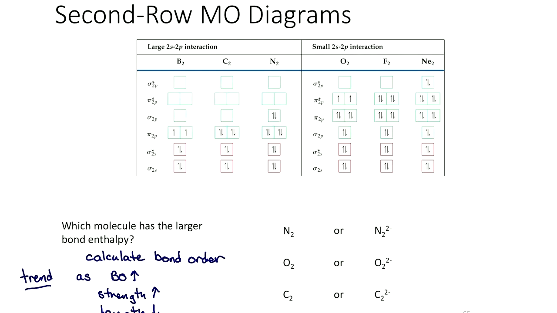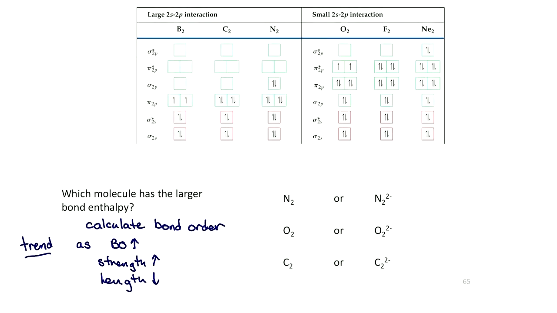All right, so here I'm asking which molecule of the pairs, so nitrogen and the anion, oxygen and the anion, has the larger bond enthalpy. So essentially, I'm asking you, which bond is stronger of the pairs? Since we did this in chapter 8, I asked you this question all the time: which bond is stronger, which one is longer, which one is shorter? In the end, it all comes back to bond order trends. And that's the one learning objective with molecular orbital theory: calculating bond order. So this entire question is just calculate the bond order of these things and compare.